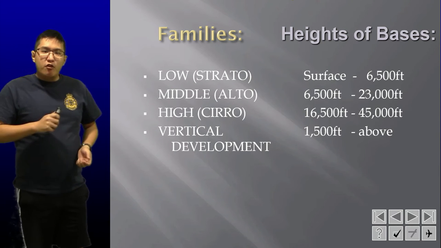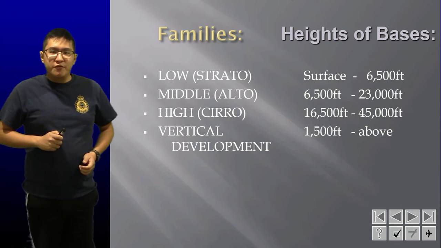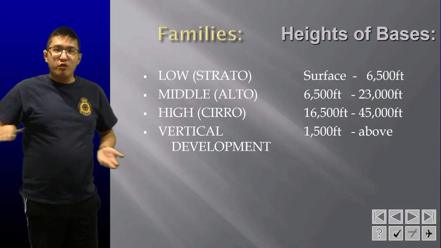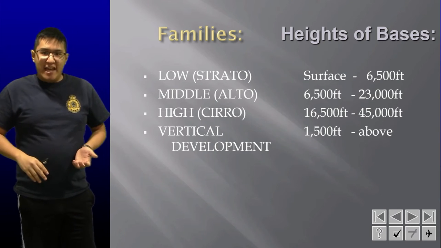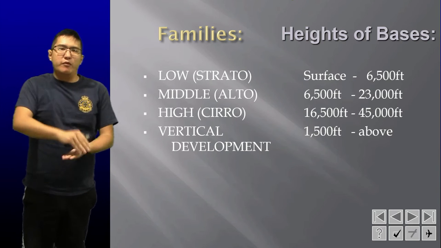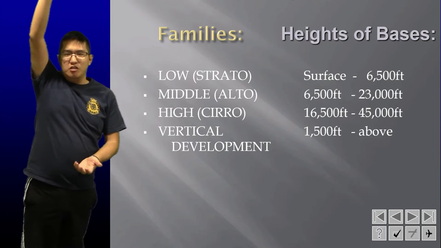Now we do have a fourth type of cloud. These are clouds of vertical development. So these tend to form at the lowest at 1,500 feet, and they can go anywhere from there. They can be from 2,000 feet all the way to the stratosphere.